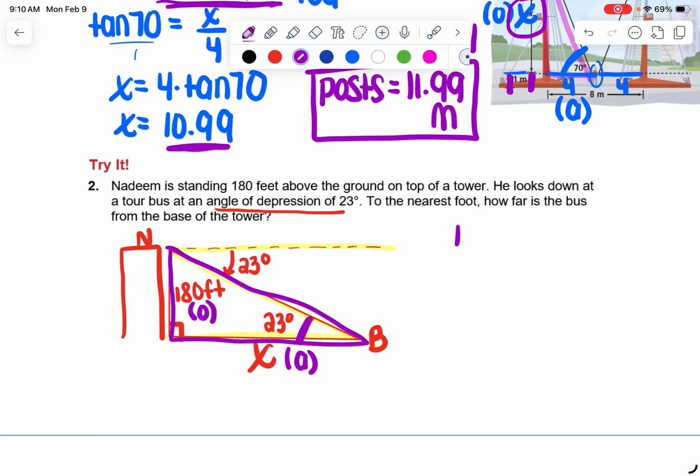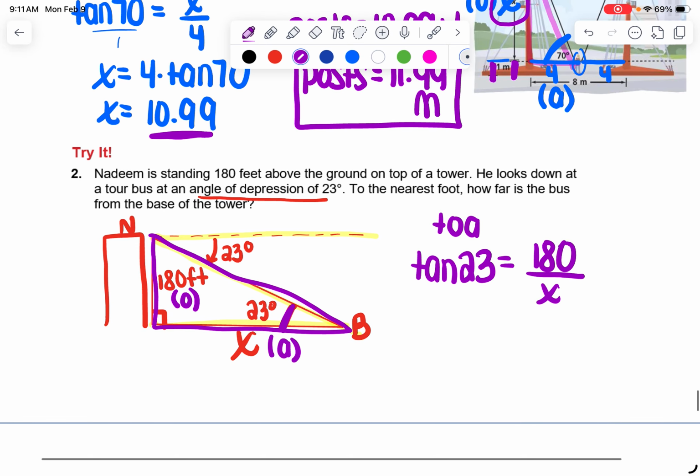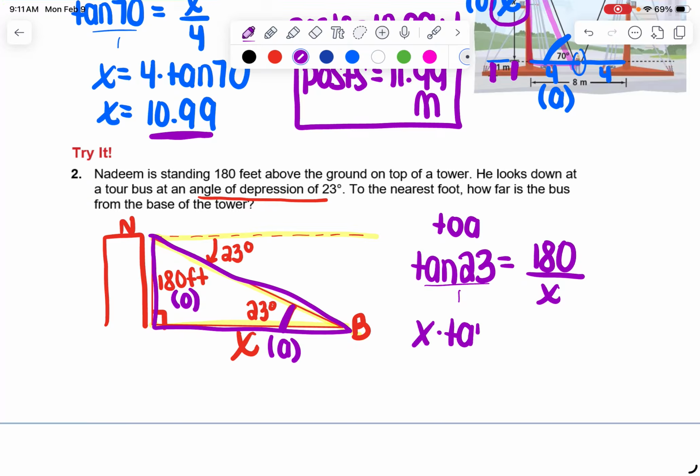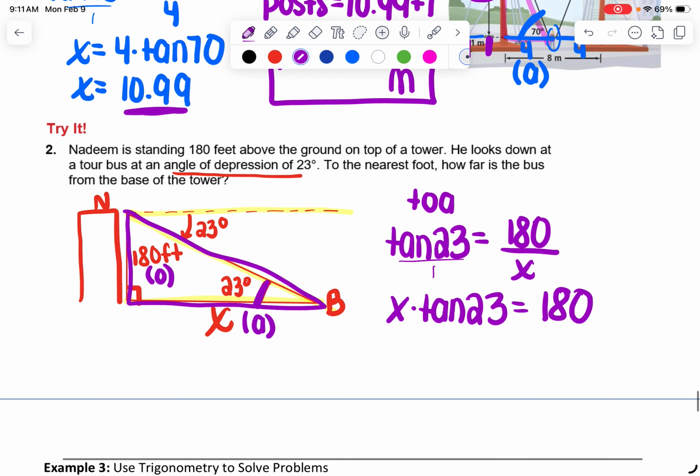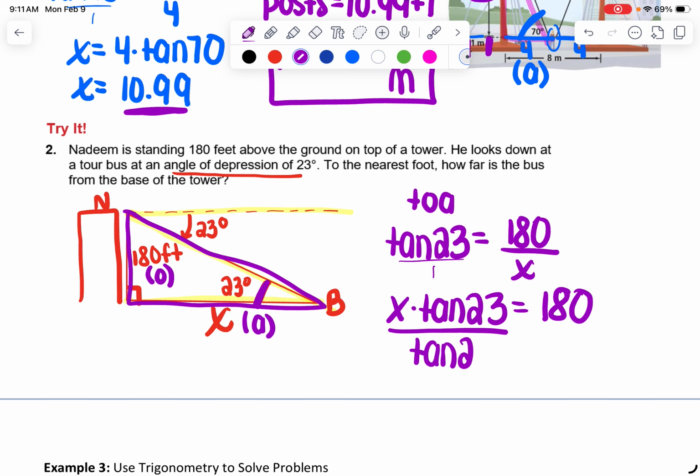So opposite and adjacent is TOA, so I would do tan of 23 equals 180 over x. Make sure it's not x over 180. And so what I would do is cross multiply. So put this over 1. Get x times tan of 23 equals 180 times 1, which is just 180. And then from there, I'm solving for x. So I would divide by tan of 23.